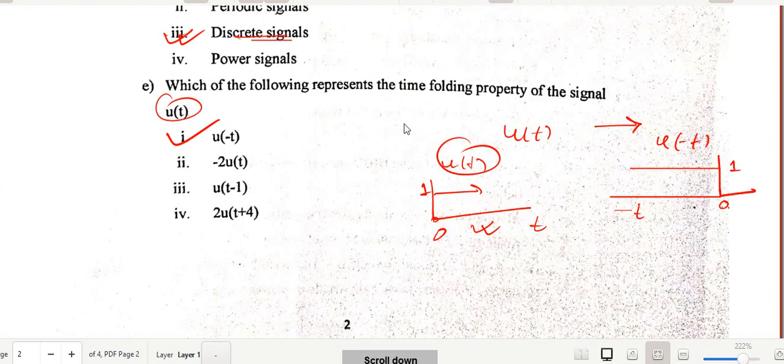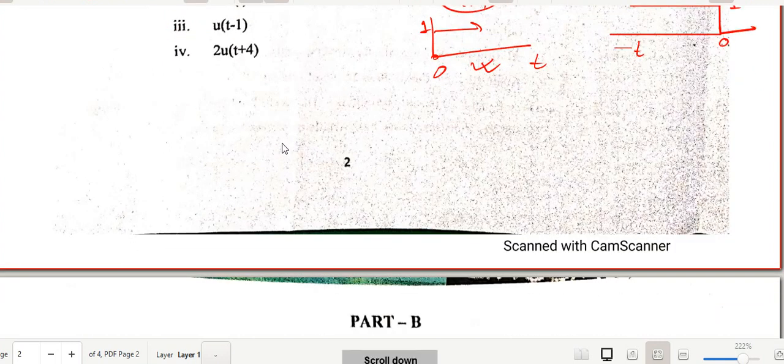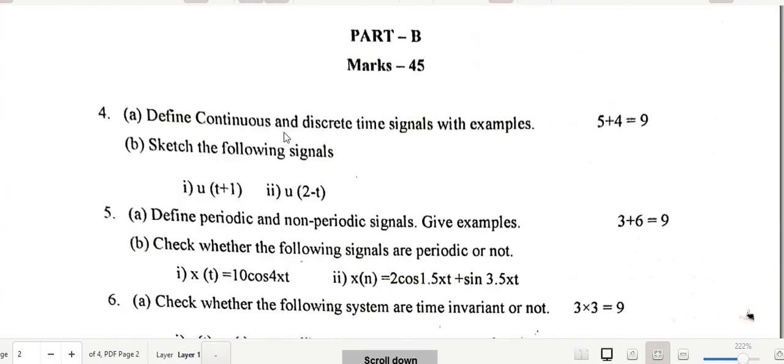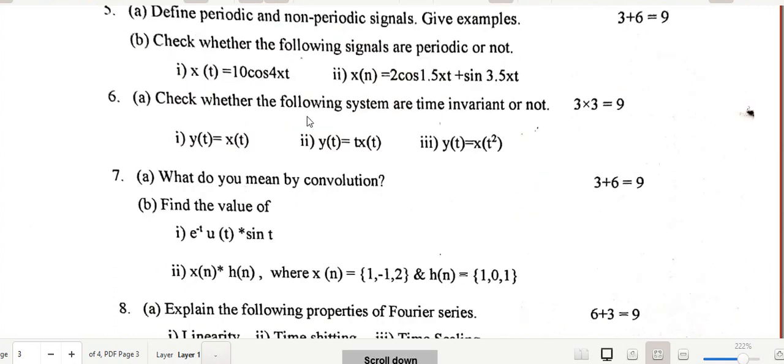So till now I have covered all 25 questions with answers. If you have any doubt, you can ask me in the comment box. Here is part B, you can go through the part B questions, which may be very important for your upcoming exams. You can download the whole paper from the description box of the video.